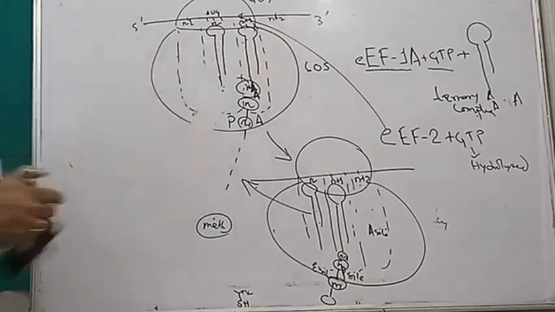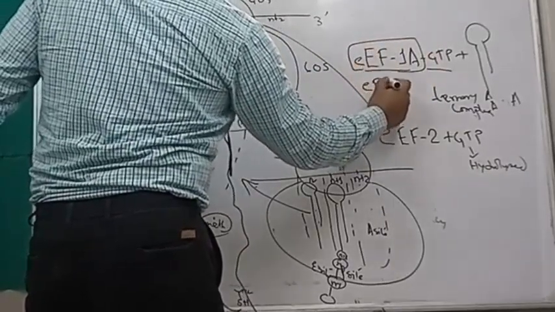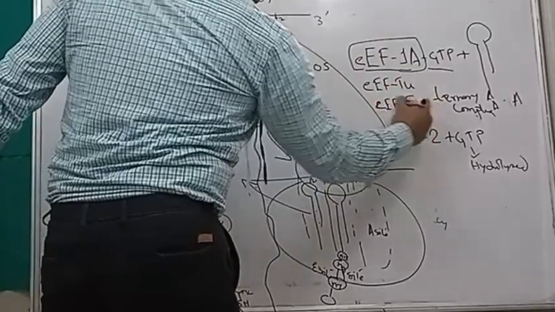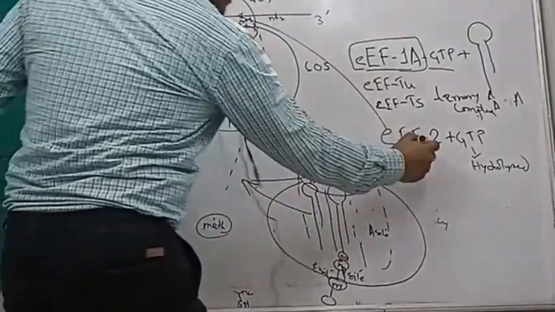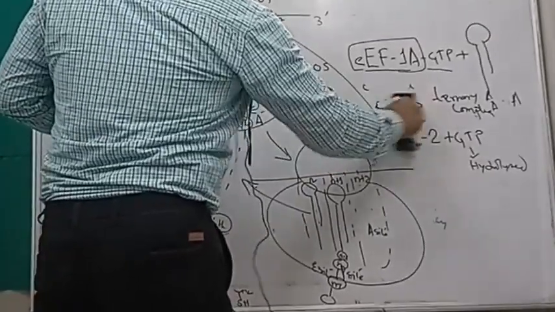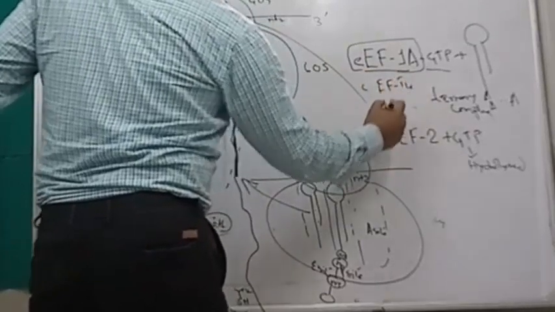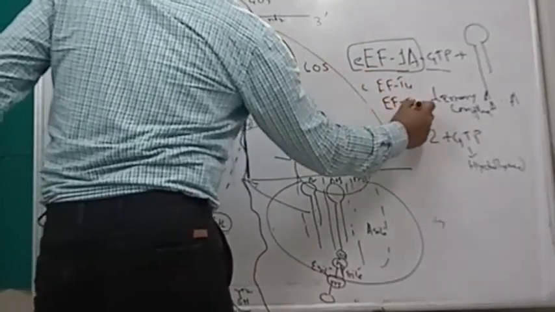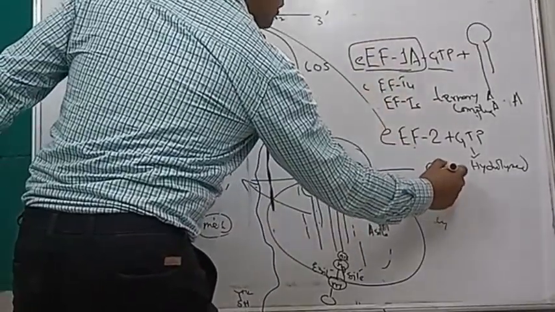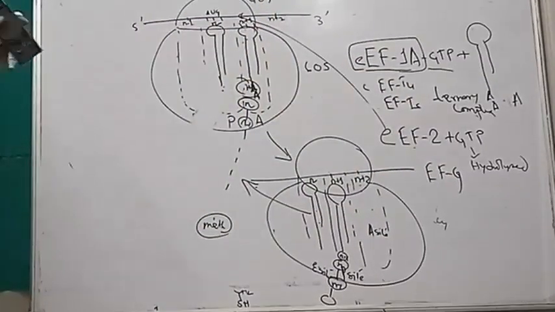Just the difference in prokaryotes is that in eukaryotes this job is done by eukaryotic elongation factor 1A, and in prokaryotes this is done by elongation factor Tu, elongation factor Ts, and here it will be elongation factor G. Just the difference in the elongation factor. Rest of the things are going to be similar.